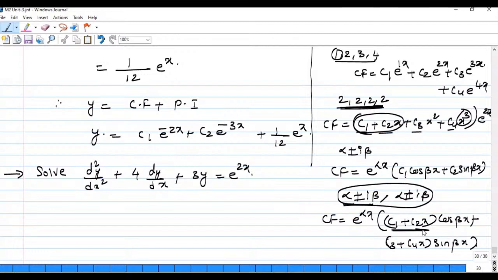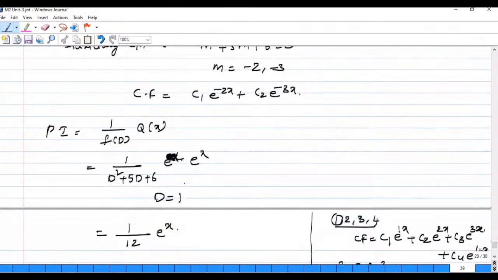Because e power ax, if it is a, we will put d equal to a, right? The a value is 1 in this case. The particular integral of 1 by f of d into e power ax, we will get by substituting d equal to a. Okay, what is a here? 1. Okay.